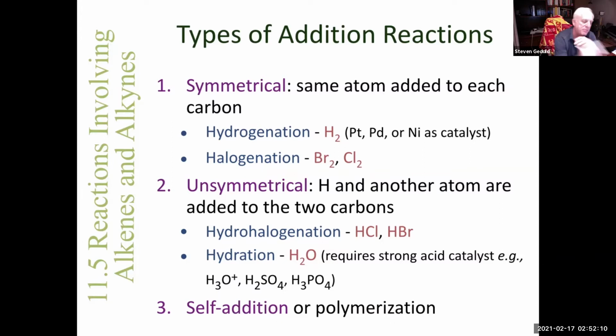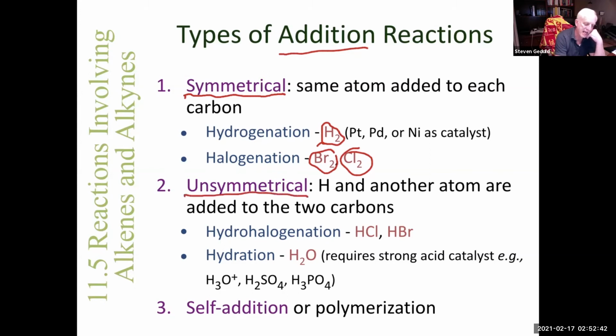There are different types of addition reactions. One type is symmetrical, where the same atom is added to each carbon. In hydrogenation, you're adding H2, an H and an H to each carbon. In halogenation, with Br2 or Cl2, you can add 2 bromines or 2 chlorines, 1 to each side. Those are symmetrical. They're the same thing being added to both sides of the double bond. Okay, unsymmetrical.